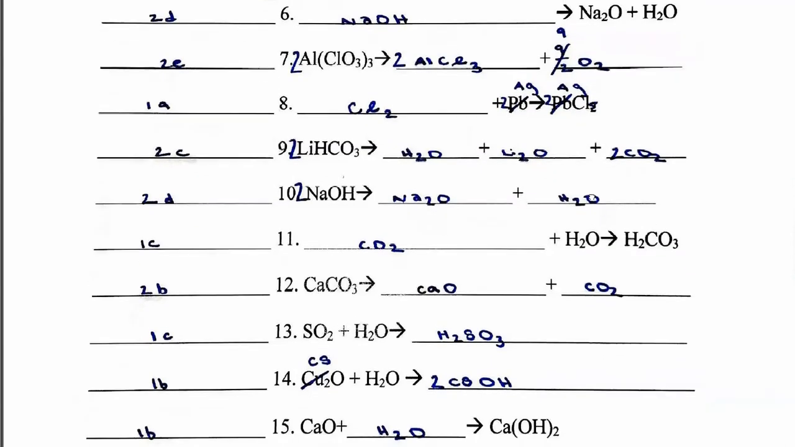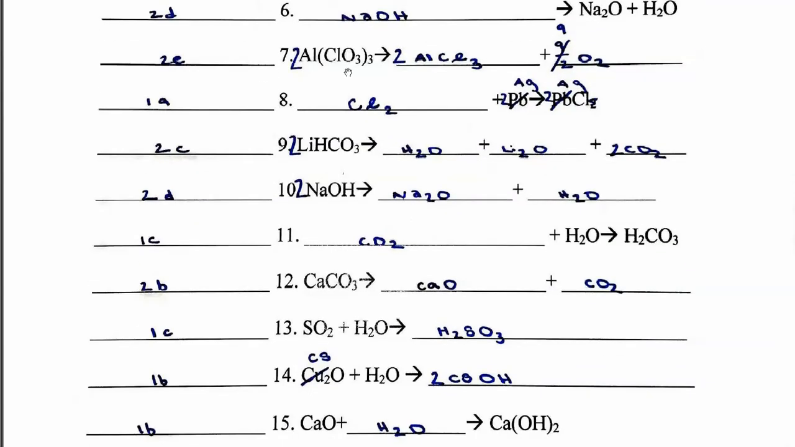Awesome. Next, AlClO3, 3. So if you look at your products, this is going to be a 2E. I need to cross Al and Cl, and then O2 is my other product.